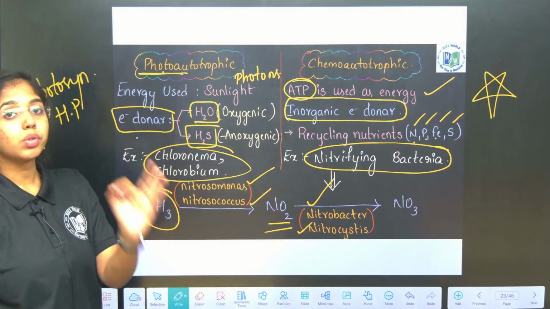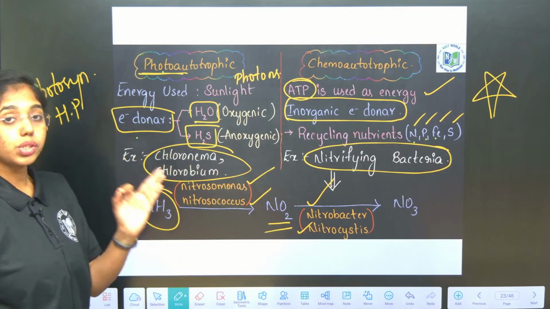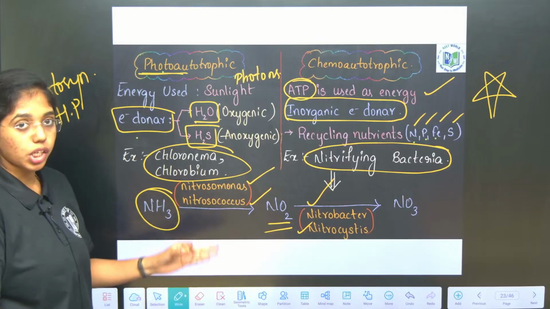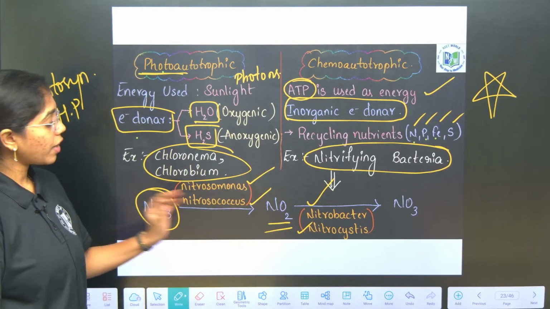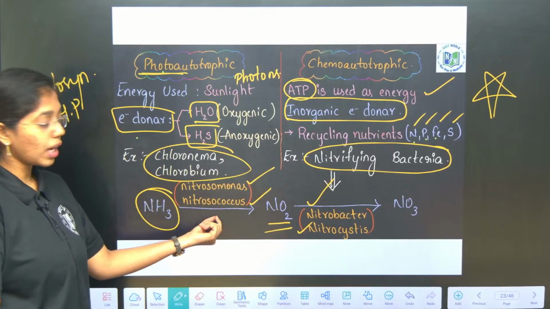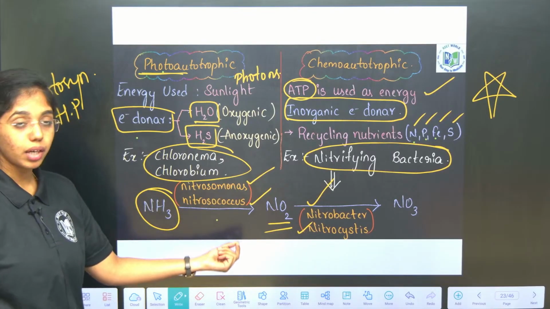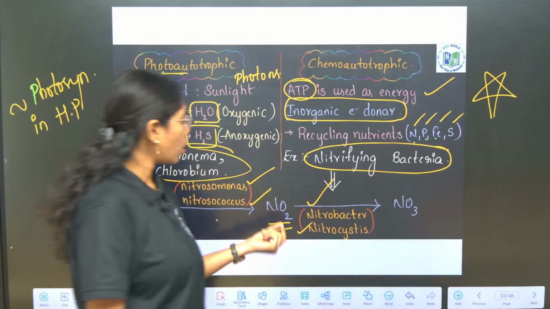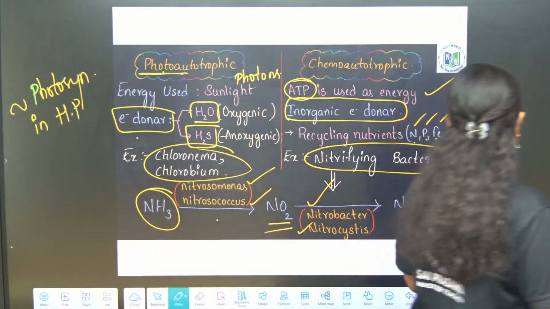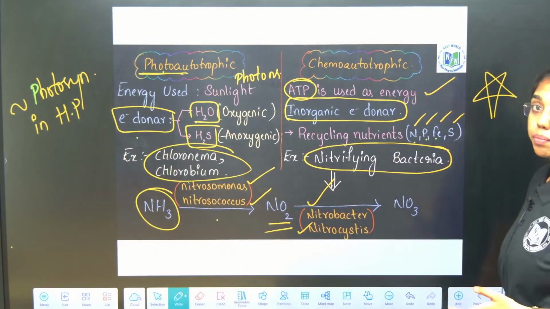N number of times questions have been asked on the nitrogen fixation bacteria. Okay, nitrifying bacteria: which bacteria is involved in converting ammonia to nitrates, and which bacteria act on nitrates in converting them to nitrites? Clear, right?